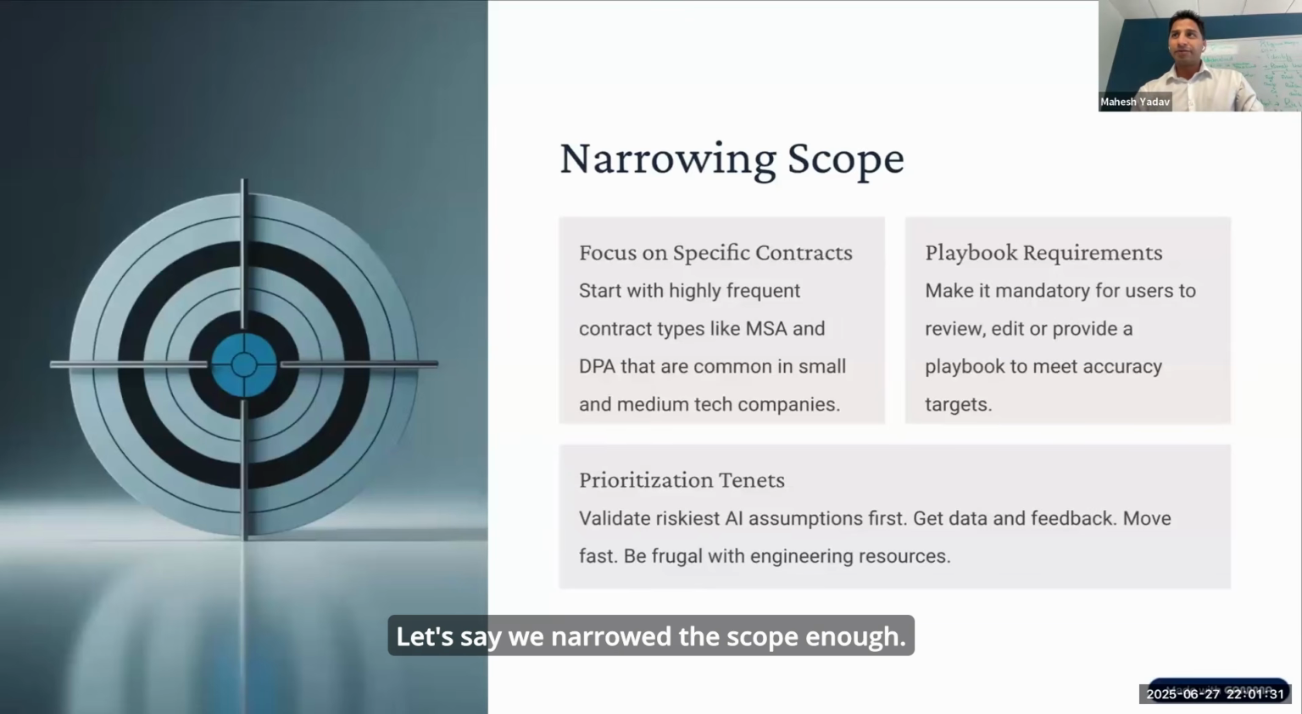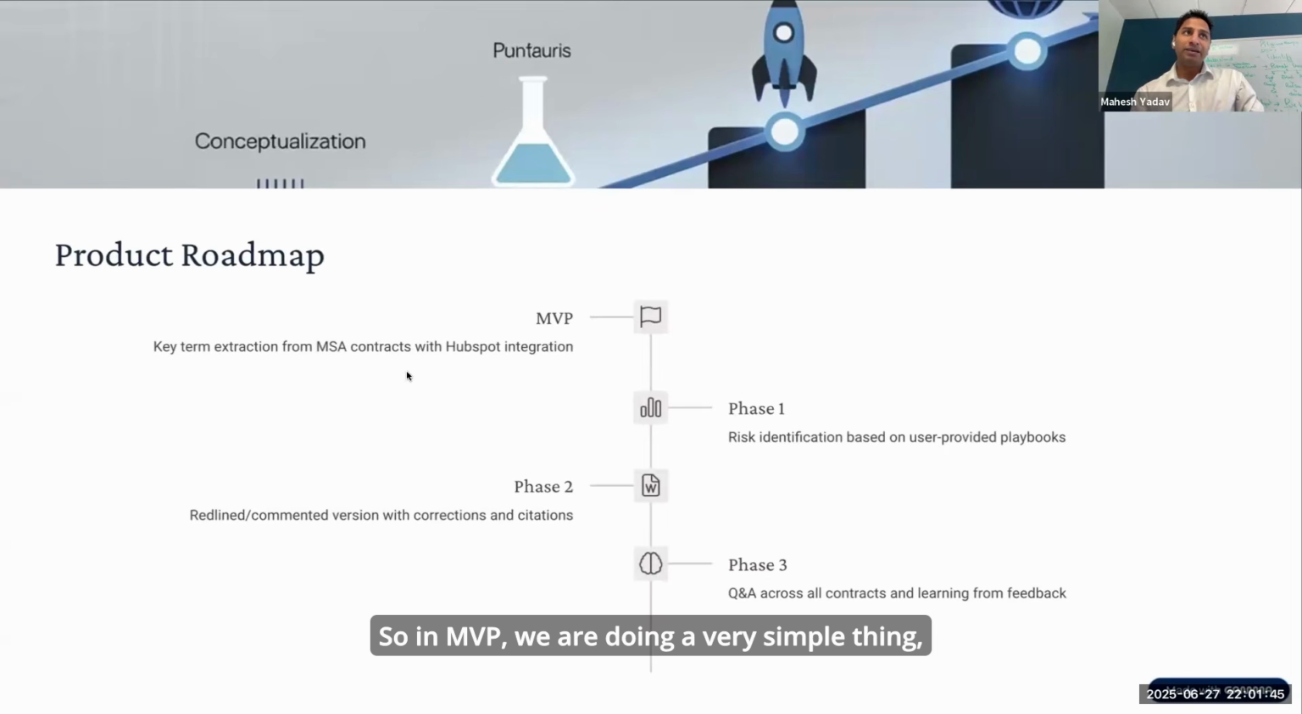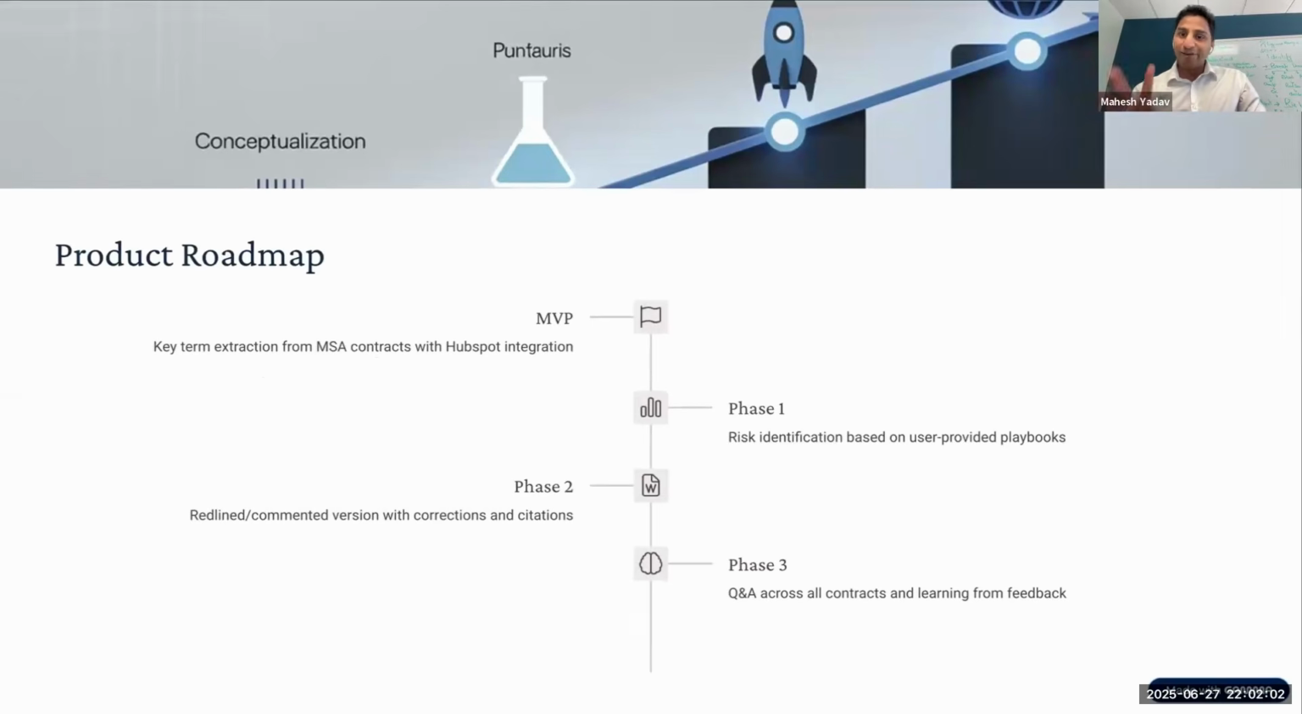Let's say we narrowed the scope enough. So in MVP, we are doing a very simple thing, which is we are going to extract key terms from only master service agreements, and we will put it in HubSpot. So if you give me a master service agreement, any other email I get in contract, I won't do anything. If it is a master service agreement, I will extract the key terms, which was one of the high risks, and I will put it in HubSpot.